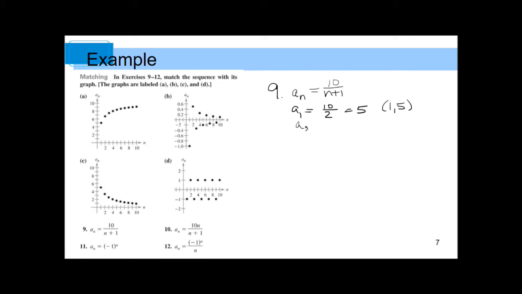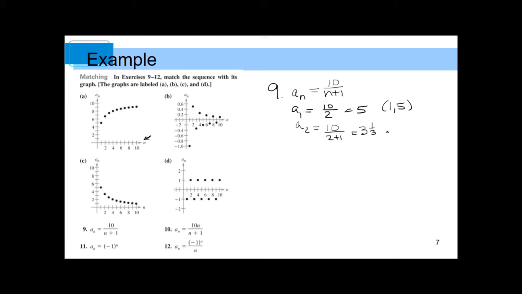The second term of the sequence is going to be 10 over 2 plus 1, or that's going to be 10 thirds, or 3 and 1/3. So if you look at graph A, we have at the x value 2, the input value 2, it's an n value actually in this case, but it's just like x and y. 2 is up above where we started.